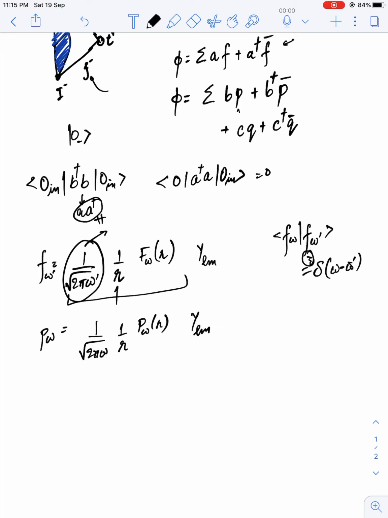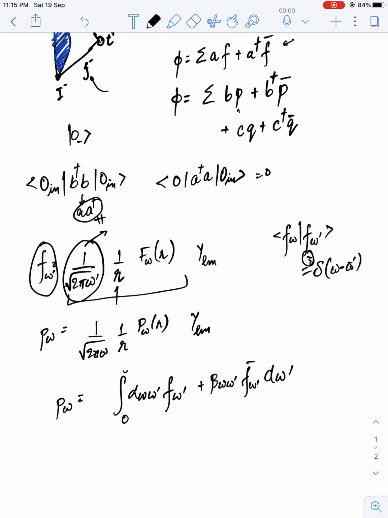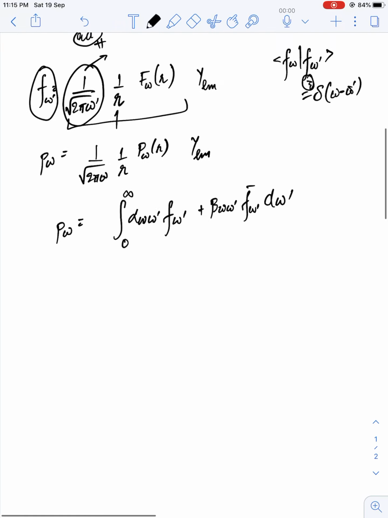Now these are two sets. This is a complete set of functions. So p omega can essentially be written in terms of these. Our whole task now reduces to calculating b omega, that is, calculating these alpha and beta.